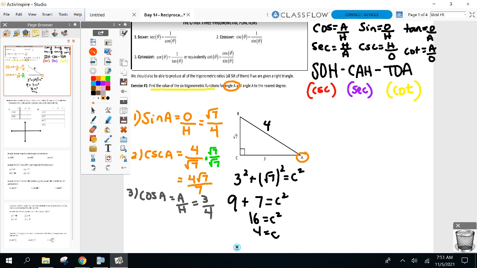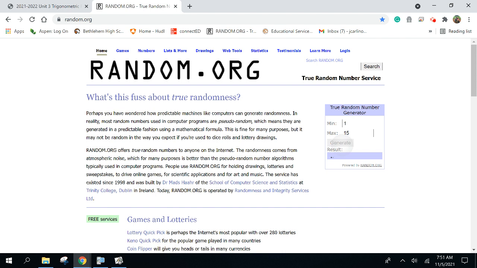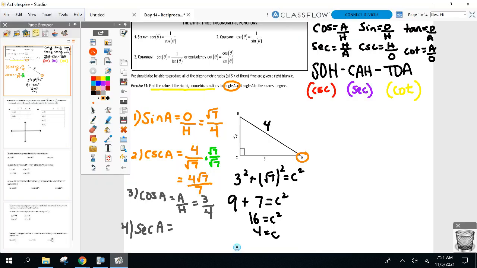And then probably right after, what's the partner of cosine? Secant, SEC, secant. So if I just flip cosine, what's the secant value? 4/3. Just gotta remember what goes with what. All right, two more.